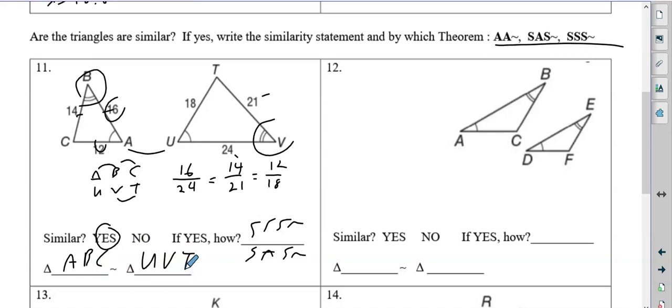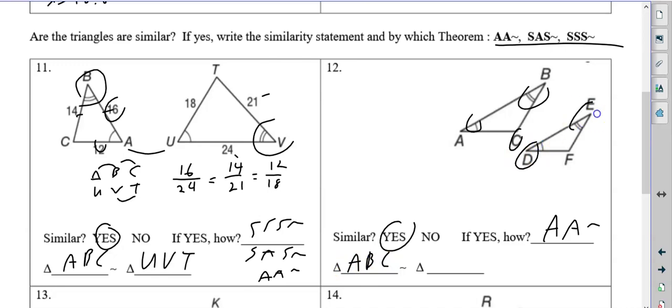Right? Number 12, like we already talked about. And remember, on the 11, technically, it was yes because of this. But we have AA similarity right there. Now, we just go in order. From 1 to 2 to none. So ABC. 1 to 2 to none. DEF. Follow the roadmaps.